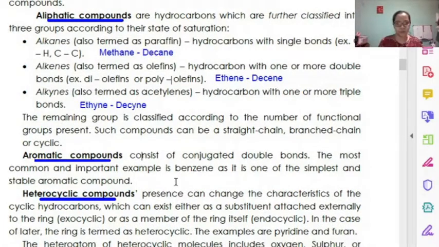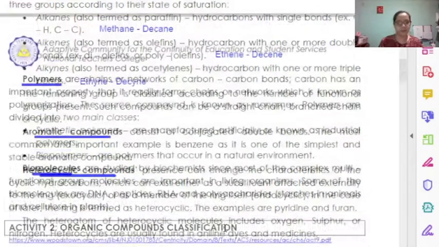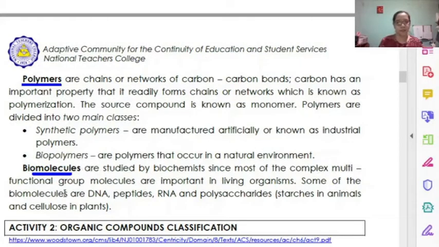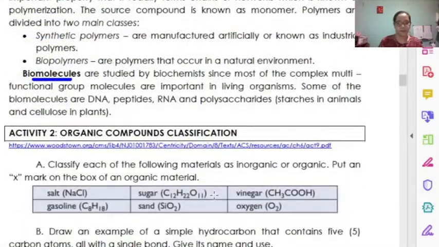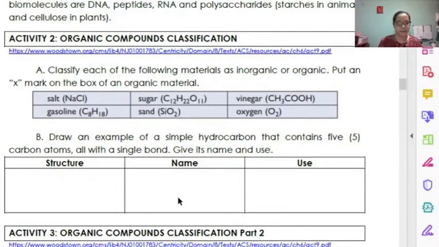And then, to continue with the classification of organic compounds, we have aromatic compounds, heterocyclic compounds, polymers, and biomolecules. In this module, we will focus on the polymers. And then for activity 2, this is a review of your classification of organic compounds. You have to identify which of these compounds are organic. And then follow the instructions for B.